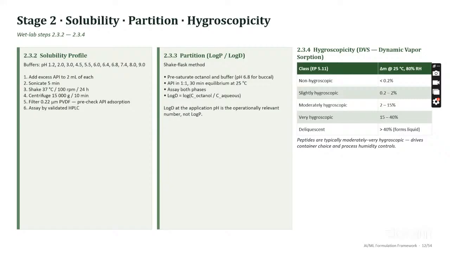Hygroscopicity: non-hygroscopic, slightly hygroscopic, moderately hygroscopic, very hygroscopic. These tests you should do in your lab and maintain one data set with the different properties, because when you are evaluating results for a particular compound, this data set will be helpful for AI/ML model building. Clear? Next.